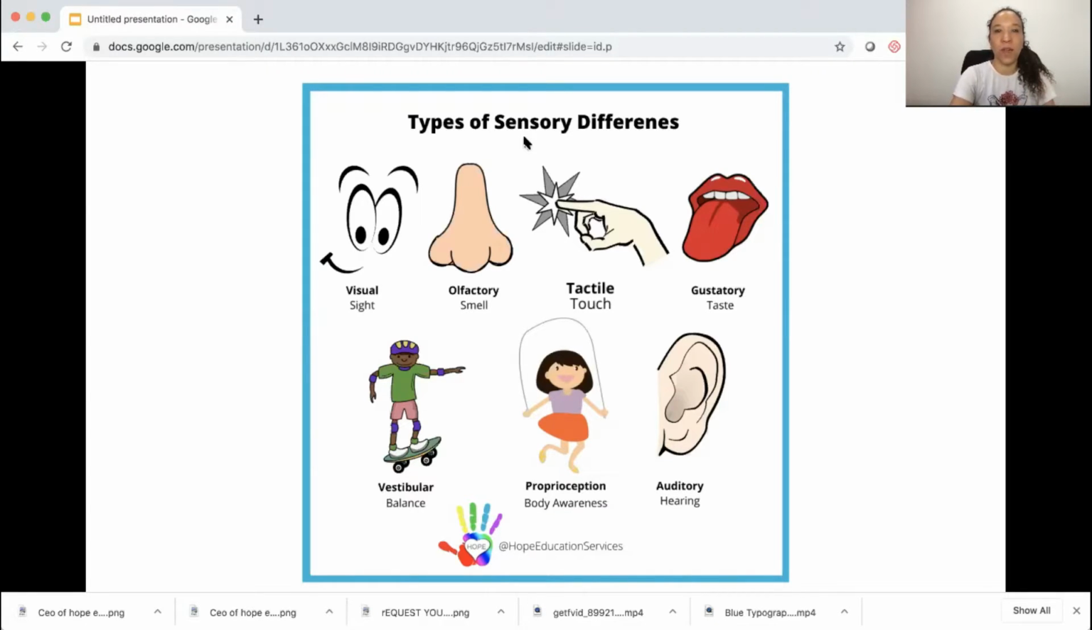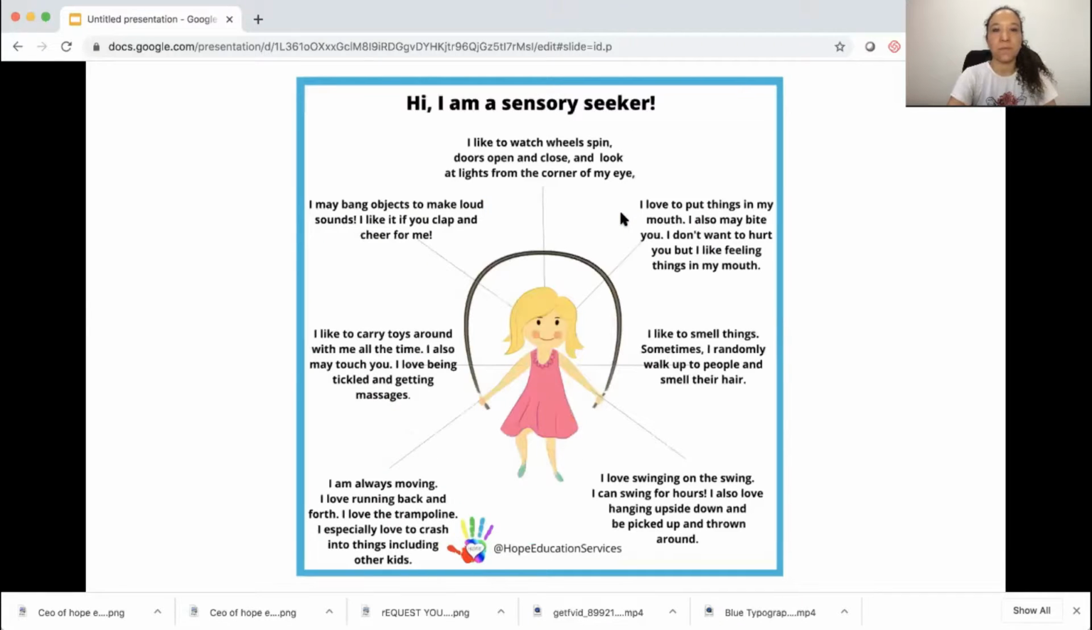So here's the profile of a sensory seeker. Okay, so I have one example of how each of these senses would manifest in a sensory seeker. Let's start right with the top. So a sensory seeker would like to watch wheels spin. They're looking for visual input all the time. They like to watch doors open and close. They like to look at lights from the corner of their eye. Anything that provides them visual input, they tend to really like.